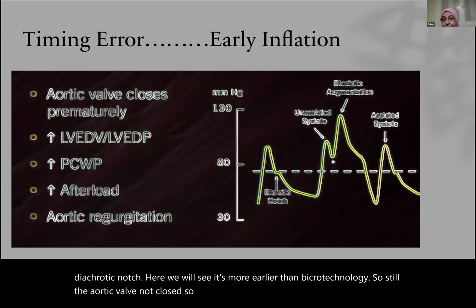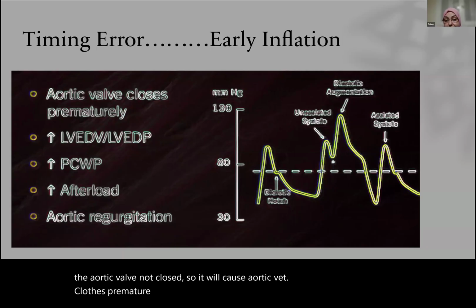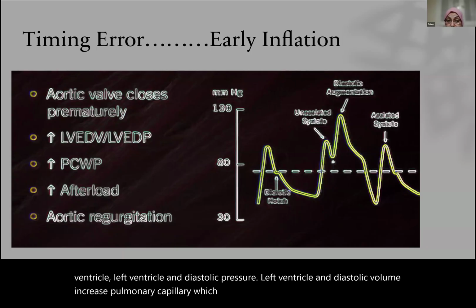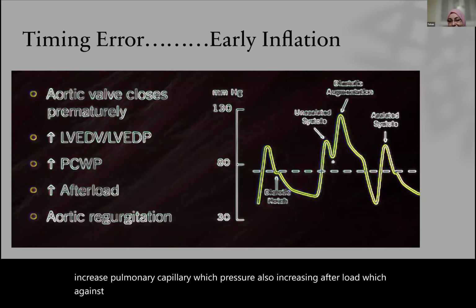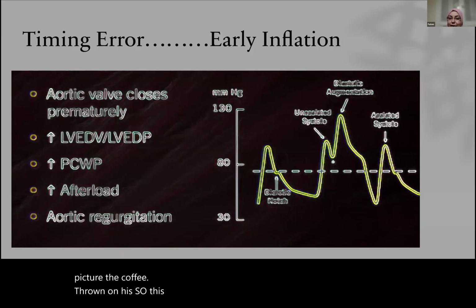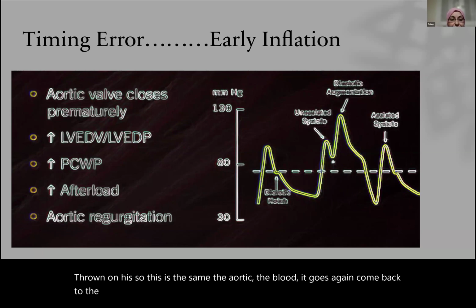So it will cause our aortic valve to close prematurely, and increase left ventricular end diastolic pressure and volume, increase pulmonary capillary wedge pressure, and also increase afterload, which is against the function of the balloon to decrease the afterload. We also cause aortic regurgitation, like when the bag comes in the face of the man in the previous picture and the coffee is thrown on him. So this is the same: the blood regurgitates back to the aorta.